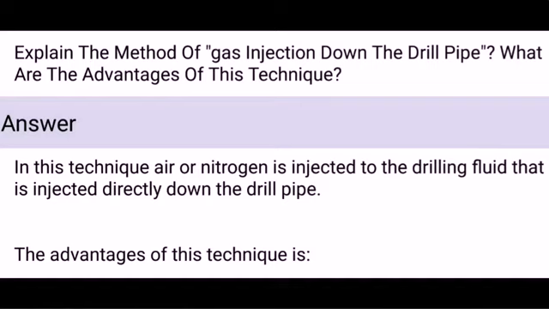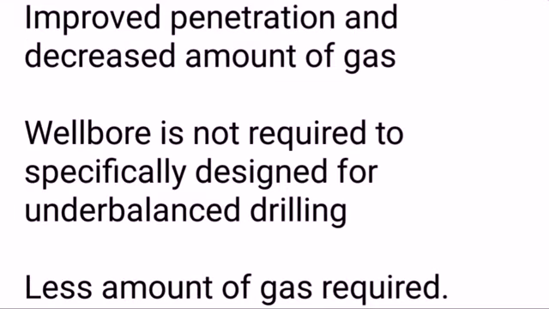Explain the method of gas injection down the drill pipe. What are the advantages of this technique? In this technique, air or nitrogen is injected into the drilling fluid that is injected directly down the drill pipe. The advantage of this technique is improved penetration and decreased amount of gas. The wellbore is not required to be specifically designed for underbalance drilling. Less amount of gas is required.